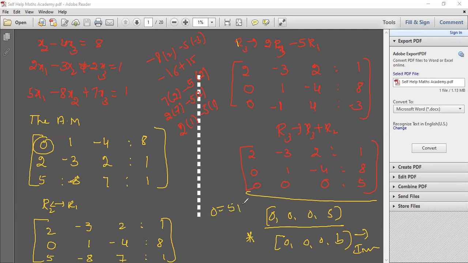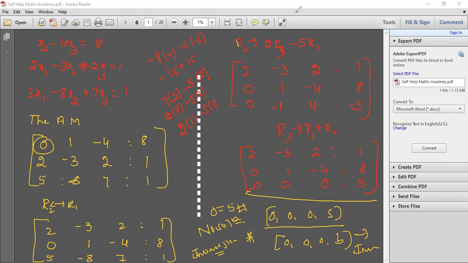0 is equal to 5 means what? It is a contradiction. 0 cannot be equal to 5. Contradiction means it has no solution. If it has no solution, the system is inconsistent. So like this, clearly you can see that the system is inconsistent and it has no solution.